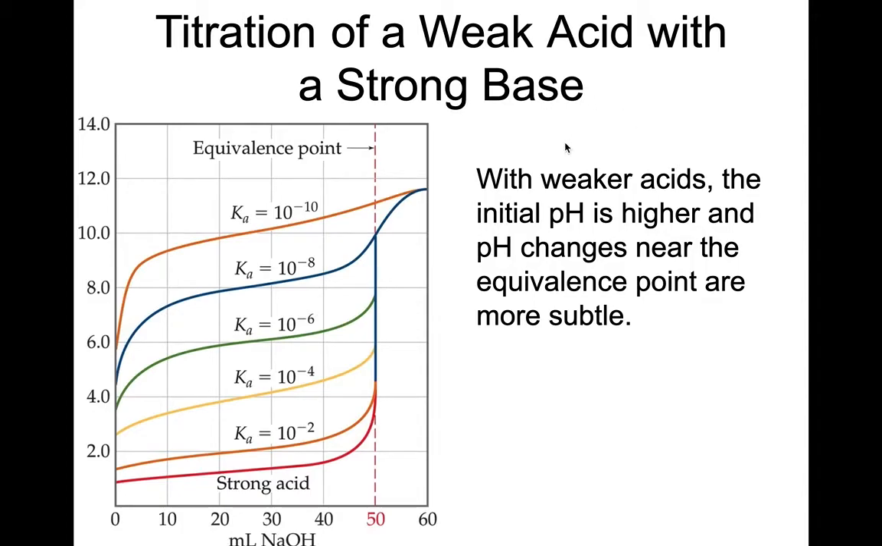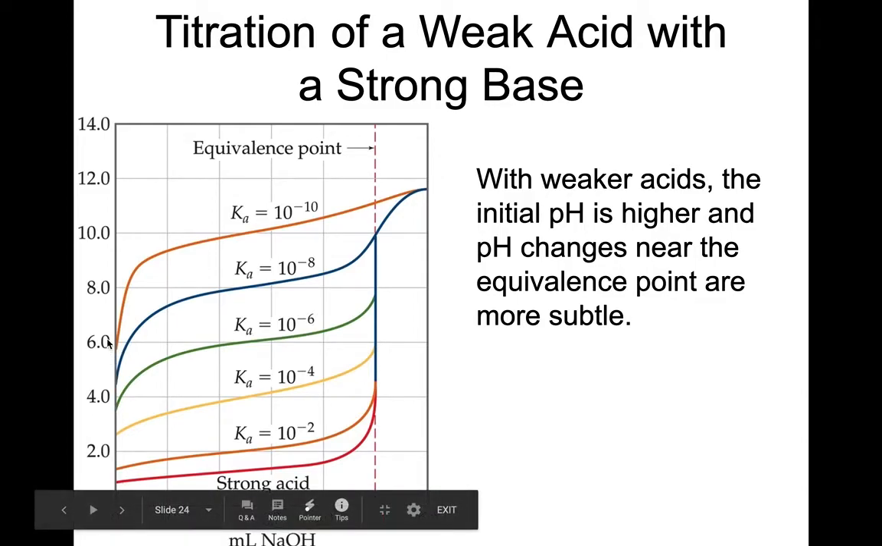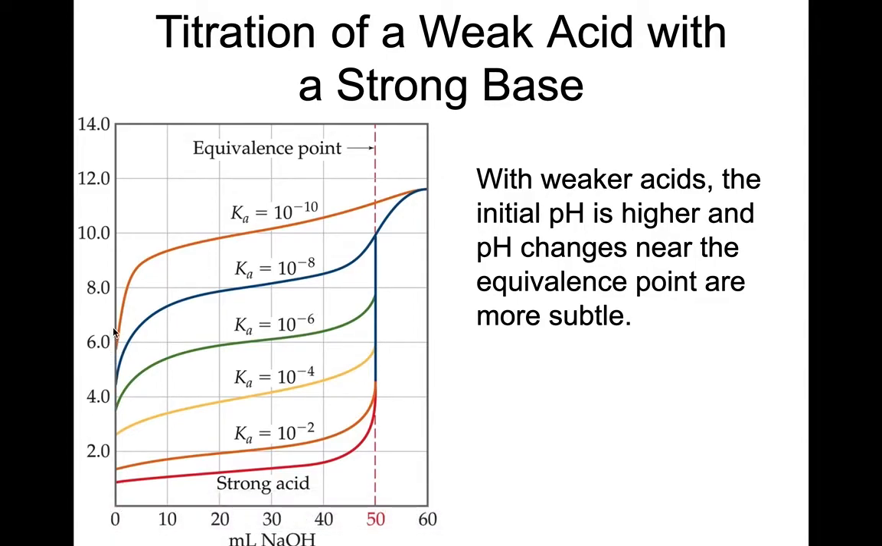Again, the weaker the acid is, so if we look at the lines here for different acids going from strong to weak, with the weaker acids the initial pH starts higher because the acid itself is not as strong, and the change near the equivalence point becomes less drastic.